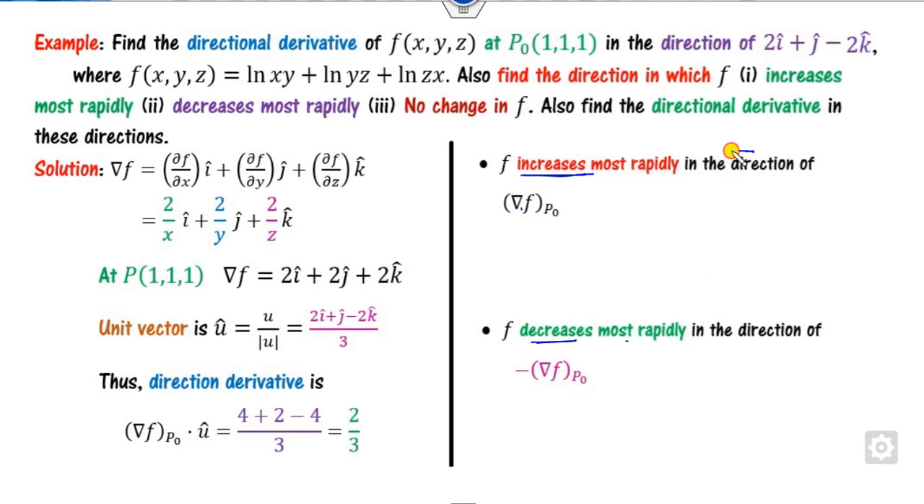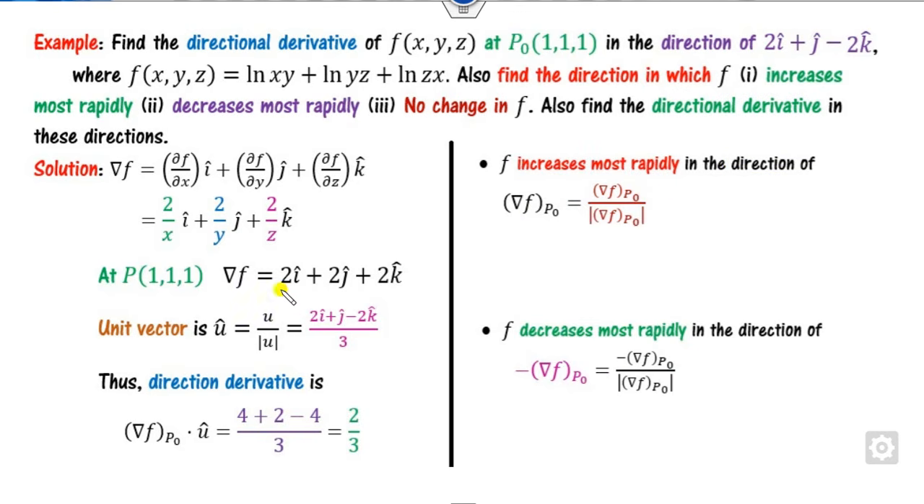So now look, they are talking about the direction. So what is the meaning of this direction? That is gradient over mod of f. If they are talking about the minus, it means minus of gradient over mod of f. So that's a simple answer of this.